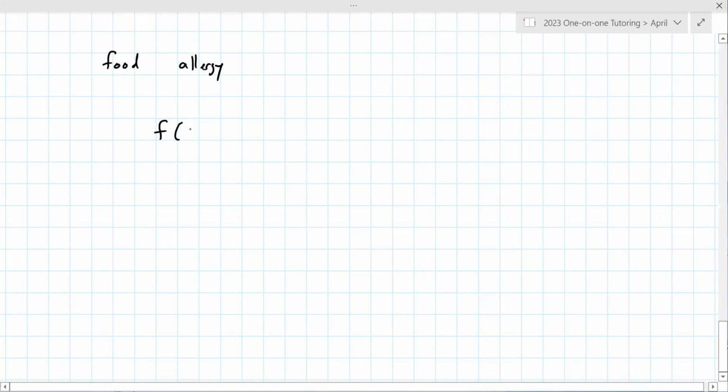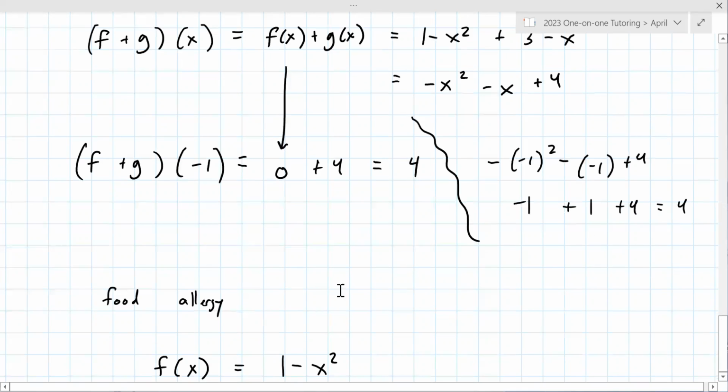Okay. All right. So functions are kind of like food allergies with regard to their domain. Okay. So you and I are like this function right here. We're like 1 minus x squared. I think that's what I wrote here. We don't have any restrictions, right?